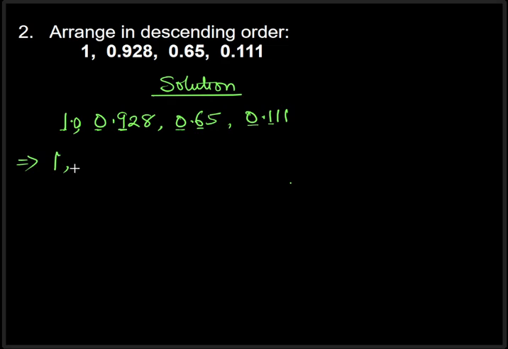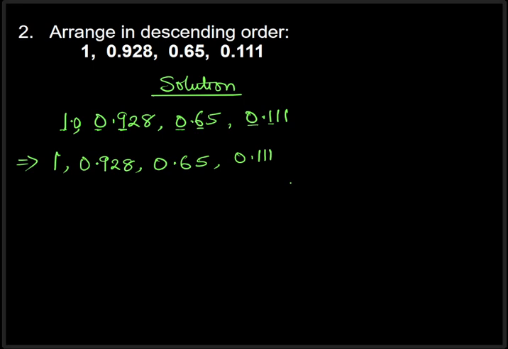So 9 comes first. That will give us 0.928. The next one is 6 comes next. Remember, in descending, 0.65, and then 0.111. This number was arranged already in descending order. So that is what we do when we are arranging in descending order. Please, I hope you understand what we are talking about.